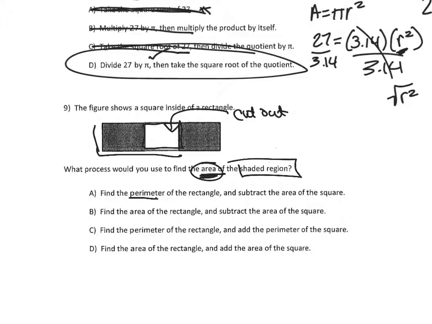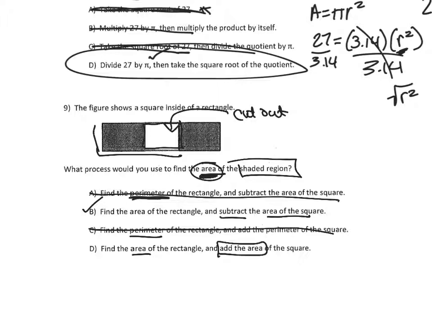A says find the perimeter of the rectangle and then subtract the area of the square. No, if we're looking for the area of the shaded region, we don't want to find the perimeter. B, find the area of the rectangle and then subtract the area of the square. Pretty spot on. C, find the perimeter of the rectangle. Again, we're not looking for perimeter. D, find the area of the rectangle, then add the area of the square. If that was shaded in, maybe, but since it's cut out, we want to subtract it, so B.